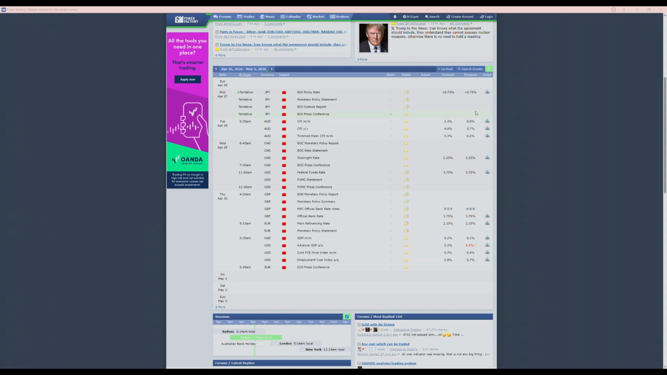Alright, we are back. Last week of April. As always, we start off with the economic calendar for the week. Pretty packed, as you can see.